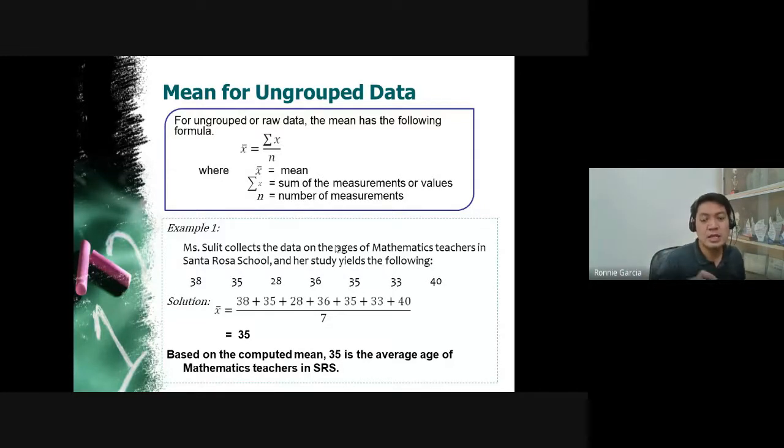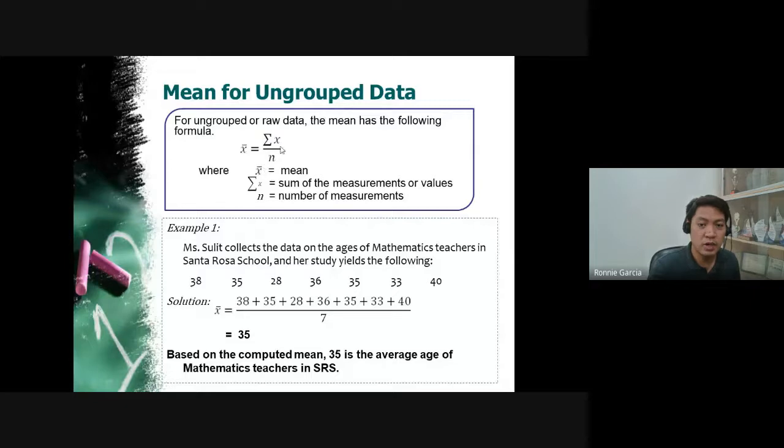So it is, I will read the formula: the numerator is the summation of x, from the word sum. So you are going to add all your data set, divided by n, which is the number of measurements, kung ilan sila, then yun siya yung denominator. So x bar represents the mean.